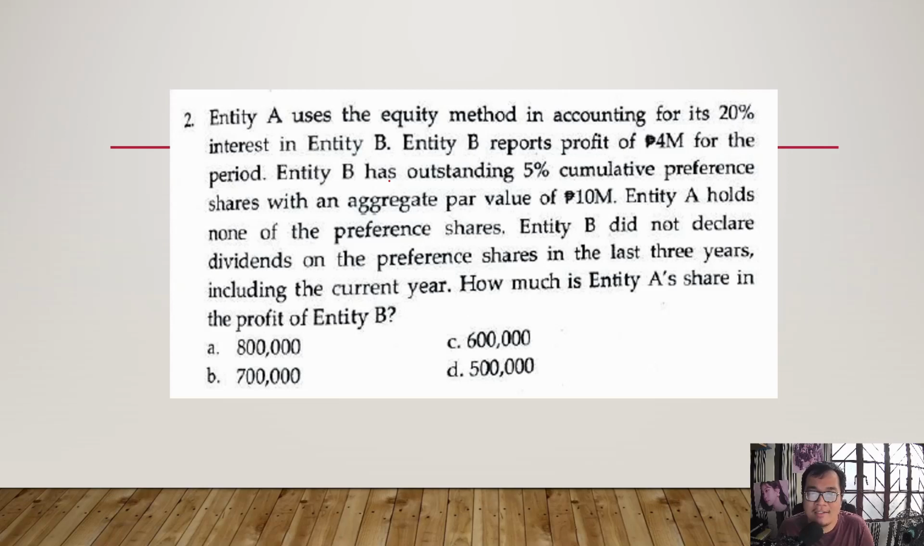Entity B has outstanding 5% cumulative preference share with an aggregate par value of 10 million. Aba, Diyos ko. So, ibig sabihin, kailangan i-apply natin yung isang slide kung may preference share daw. Ito rin, entity A holds none of the preference shares. Entity B did not declare dividends on the preference shares in the last 3 years including the current year. So cumulative siya, then did not declare dividends in the preference share in the last 3 years including the current year. How much is entity A's share in the profit or loss?